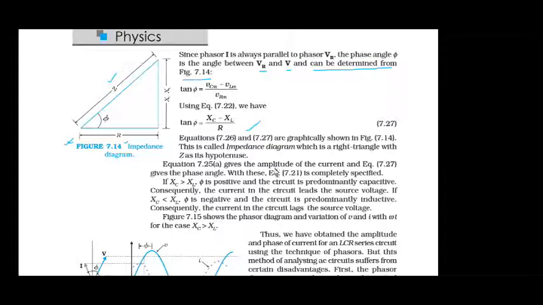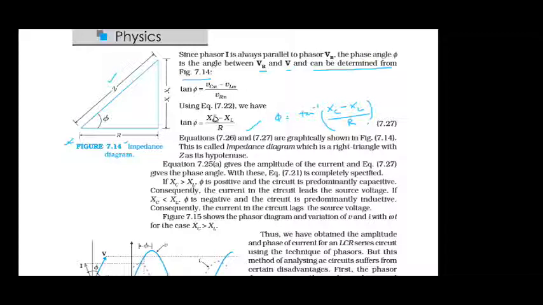So we can write the phase angle phi is equal to tan inverse XC minus XL upon R, and this is called the phase angle. Now, equation 7.25a gives the amplitude of the current and equation 7.27 gives the phase angle. With this, equation 7.21 is completely specified.